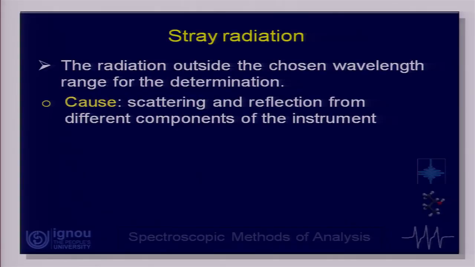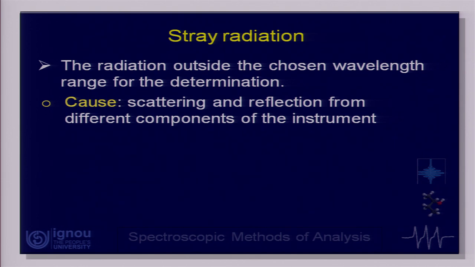But what can happen is that there is a lot of optics involved in the instrument. As a consequence, there could be some radiation outside this range of 300 to 380 nanometers, which could be because of scattering or reflection from different components of the instrument. These radiations also cause deviation in the same way as in the case of polychromatic radiation, that is, when the radiation was not monochromatic.